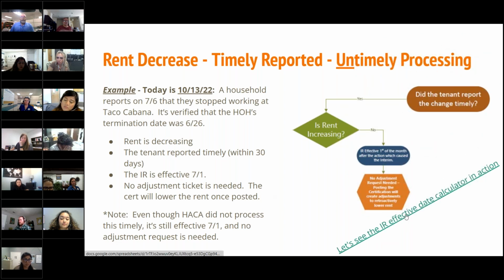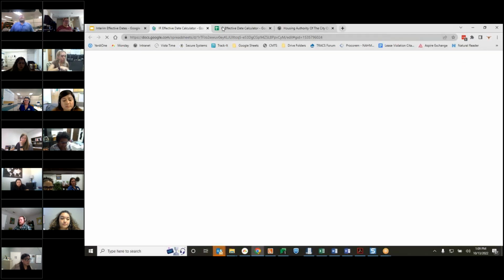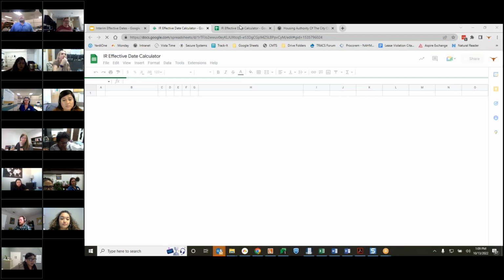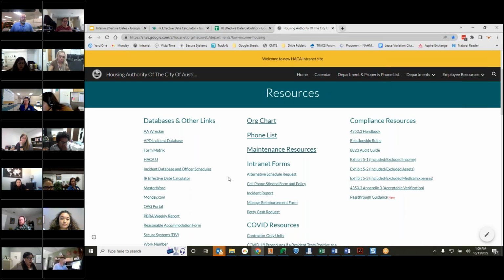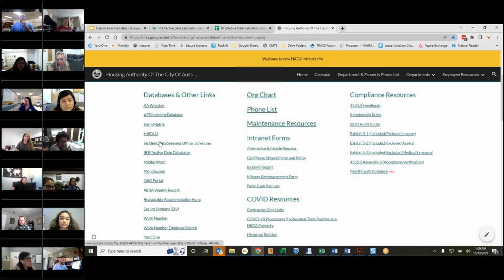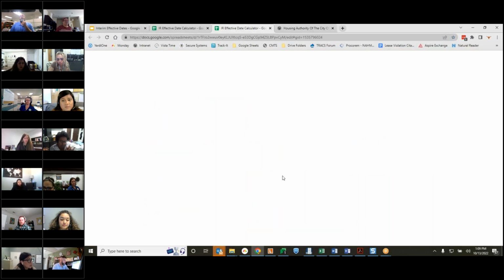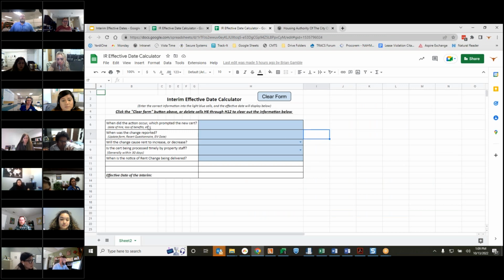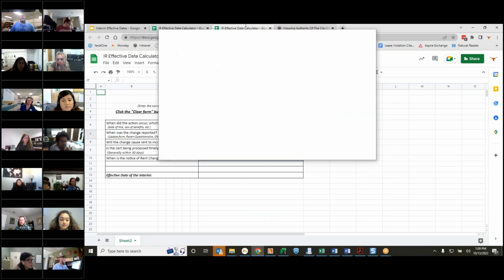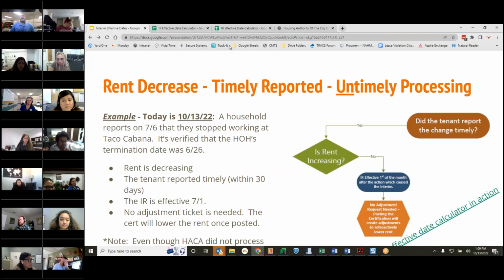And let's go ahead and look at this in that IR effective date calculator. And I'm going to pull this up just so y'all see again where I got it. So here's our department intranet page, right? And we looked at the managers meeting last week. IR effective date calculator is right here on the left. So, I'm going to kind of switch back and forth here. We can fill this out together.